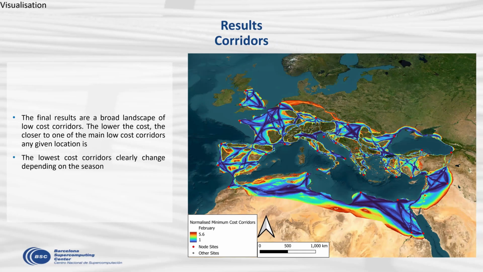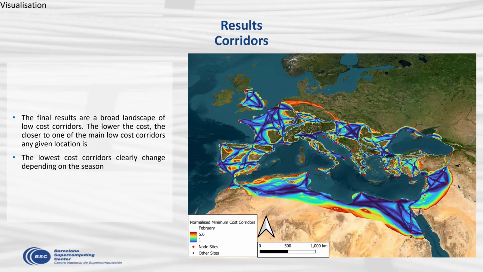So I'll talk a little bit about some of the results we have. First, a visual look at some of these and the differences we can see, and then I'll go into some of the quantitative stuff. So it gives us this broad landscape of low-cost corridors. Again, this is a raster-based approach where every cell has a value, and the closer the value is to one, the lower the cost, and the closer you are to one of these natural low-cost corridors.